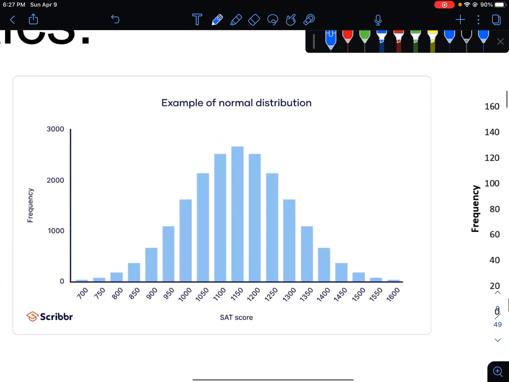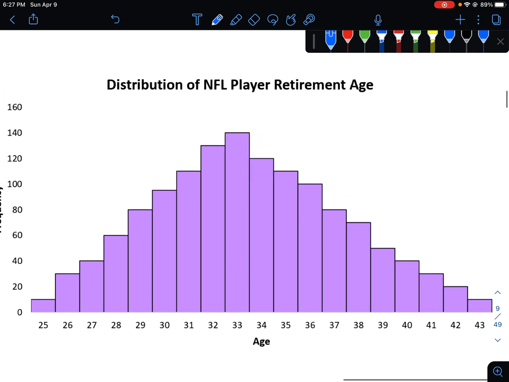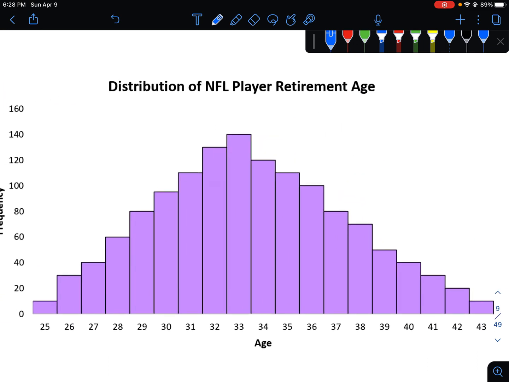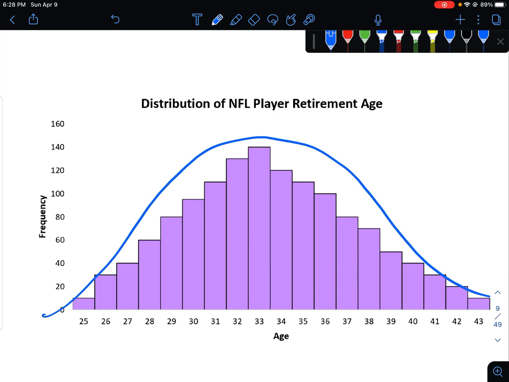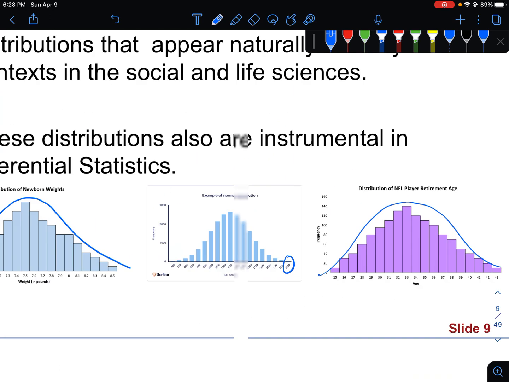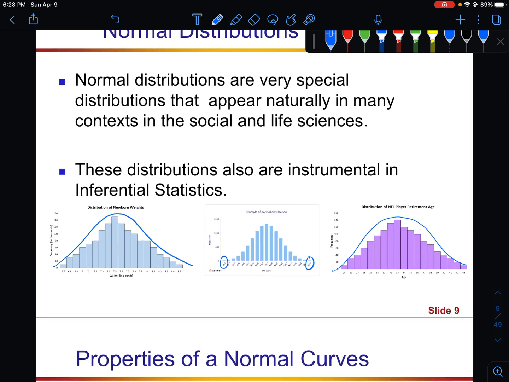Another example would be SAT scores, right? There's not going to be that many people scoring a really low score and there's not going to be that many people scoring a perfect score. But again, the data is evenly distributed. And then the last one that I found as well is NFL retirement age. Again, the frequency is on the y-axis and then the age is on the x-axis. And again, we can see around 33 would be the average, but again, it is evenly distributed. So a lot of things that we see in real life have this shape if we collect all that data.